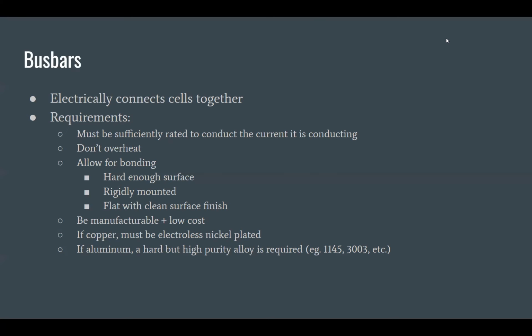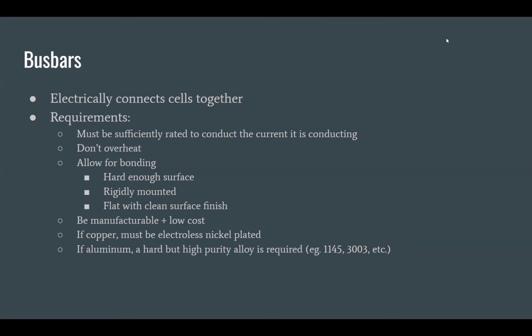And then the last few things about bus bars: ideally, you want them to be low cost and easily manufacturable. Sometimes you can have bus bar designs, particularly once you get into weird segment designs, where the bus bar will be super gnarly, but it'll require like 9 bends, and those bends will all be impossible.